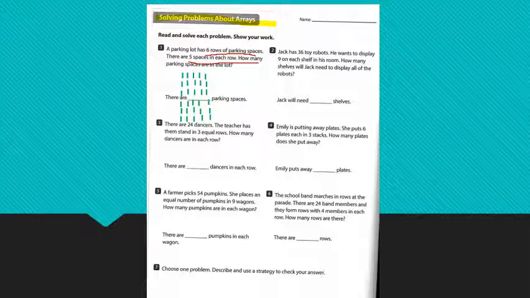Now I know there's 5 in each row, so I can go ahead and skip count. This first row is 5. Oop, I didn't mean to do that. I'll just put a yellow mark next to it. 5, 10, 15, 20, 25, 30. When I count up all those tally marks, there are 30 parking spaces total.